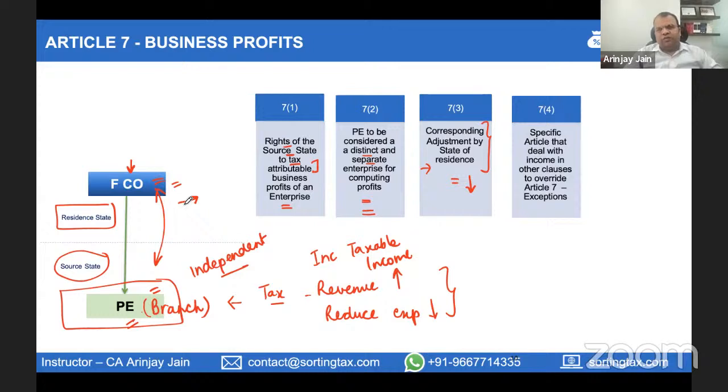And paragraph 4 basically just reiterates the principle that we discussed in some of the preceding slides, that if there is a specific article which deals with income and other clauses, that will override Article 7.